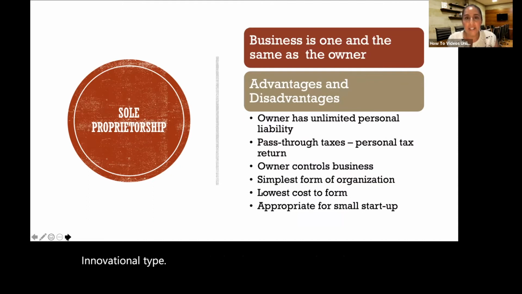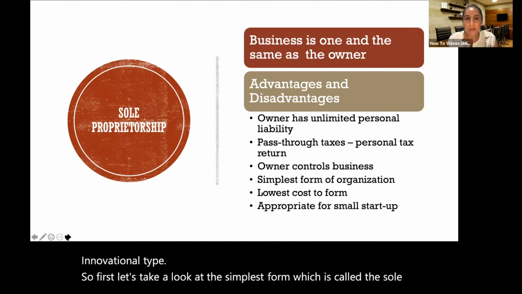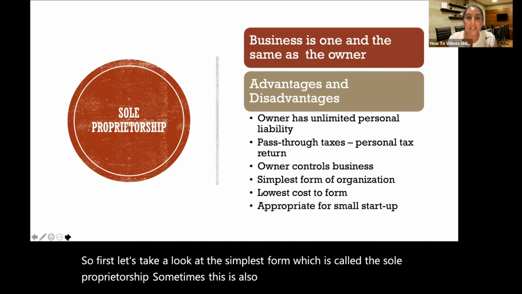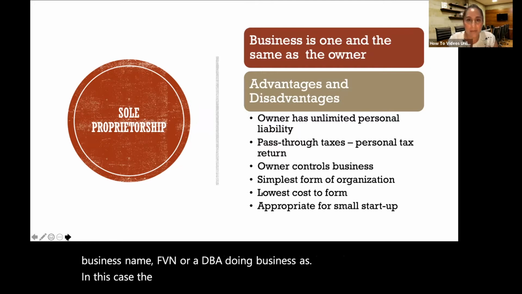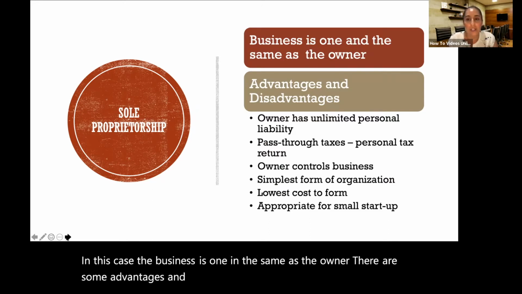So first, let's take a look at the simplest form, which is called the sole proprietorship. Sometimes this is also called a fictitious business name, FBN, or a DBA, doing business as. In this case, the business is one and the same as the owner. There are some advantages and disadvantages to the sole proprietorship business type.